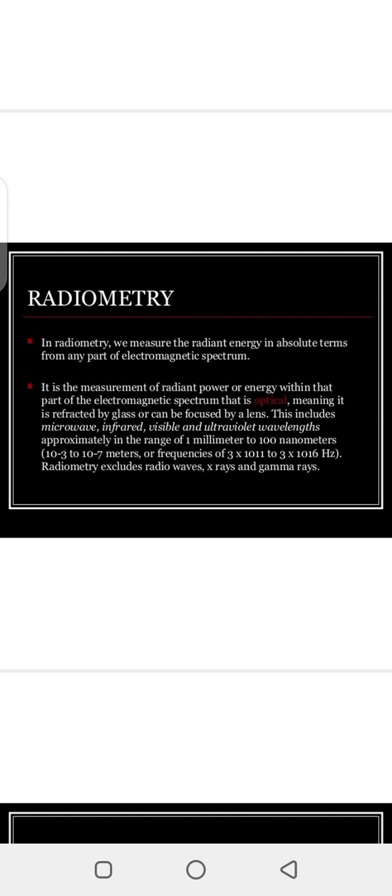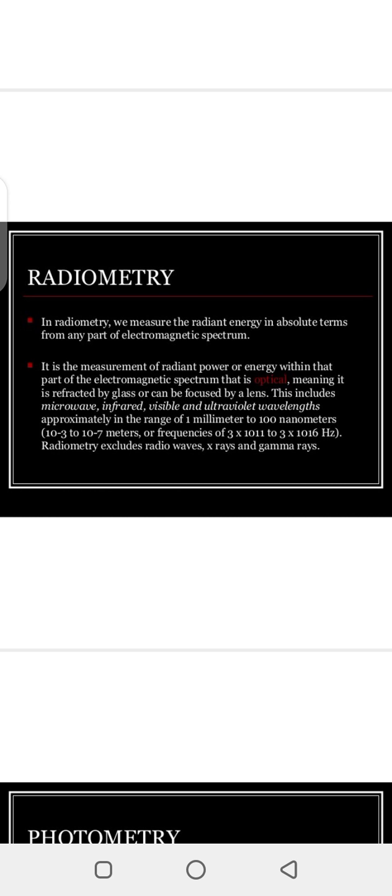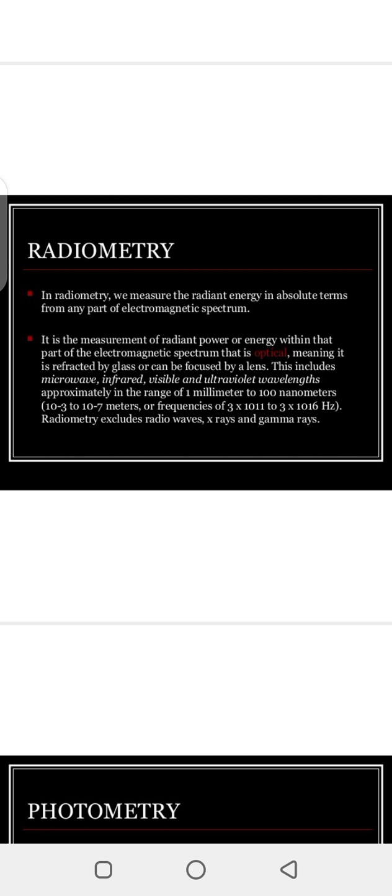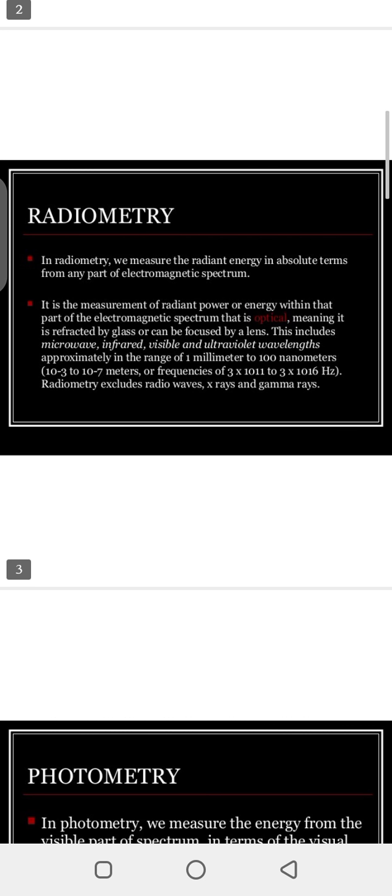This includes microwave, infrared, visible, and ultraviolet wavelengths, approximately in the range of 1 millimeter to 100 nanometers, 10^-3 to 10^-7 meters, or frequency of 3×10^11 to 3×10^16 hertz. Radiometry excludes radio waves, X-rays, and gamma rays.